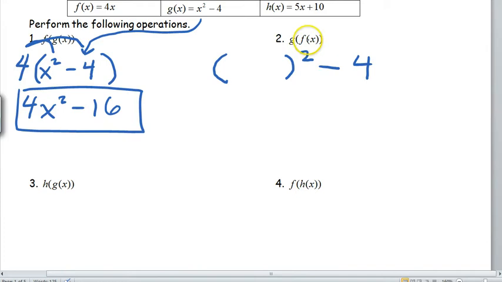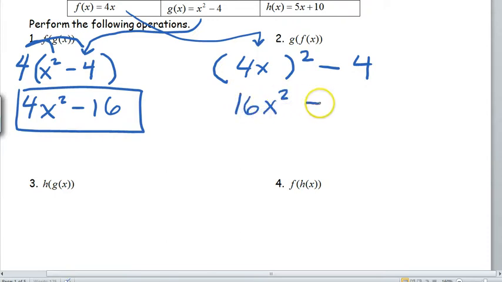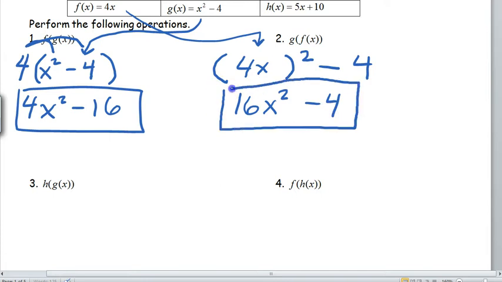Then I put in the f of x. F of x is 4x. So that tells me, okay, put that in now. So I put in 4x. So I just need to square the 4x. So that's going to make 16x squared minus 4. So that's it for number 2.